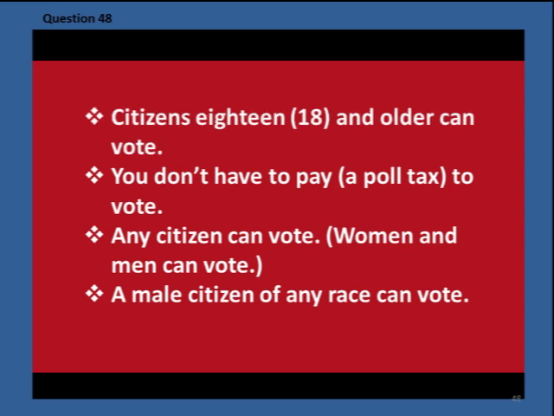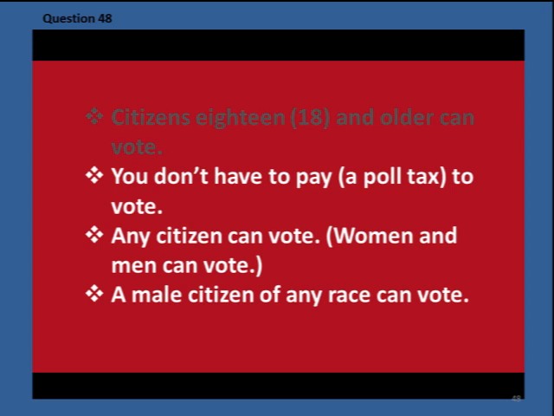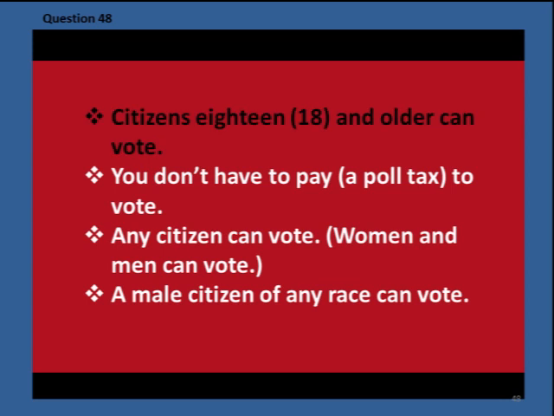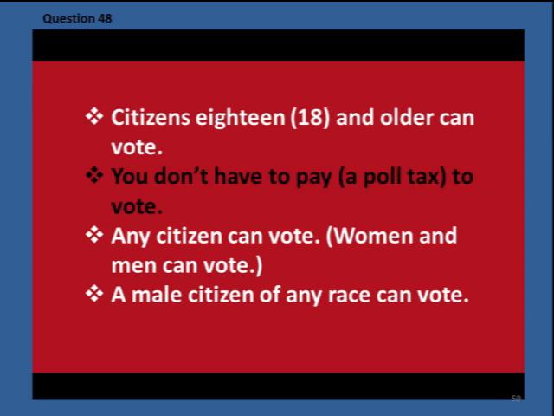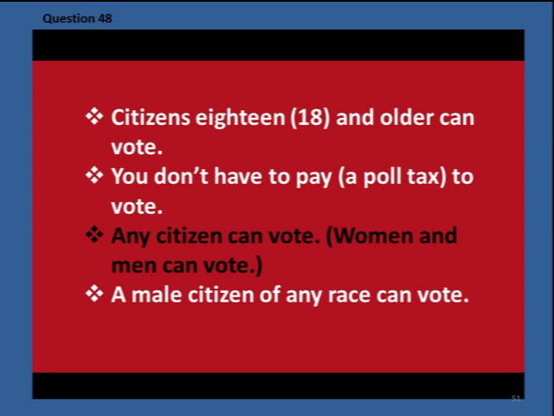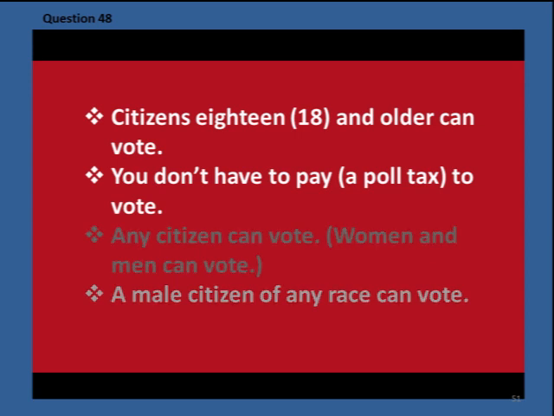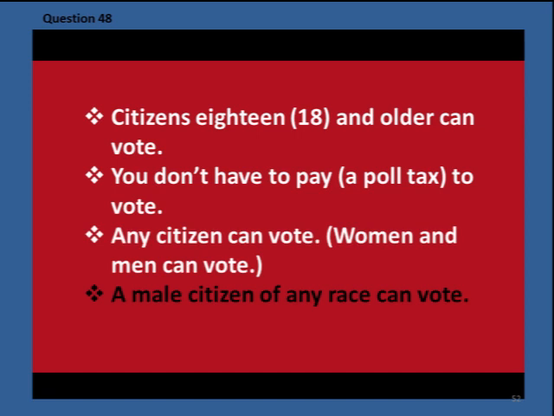There are 4 amendments to the Constitution about who can vote. One amendment allows any citizen who is 18 or older to vote. Another amendment says you don't have to pay to vote. A third amendment lets any citizen vote, both women and men. And the last amendment allows a male citizen of any race to vote.